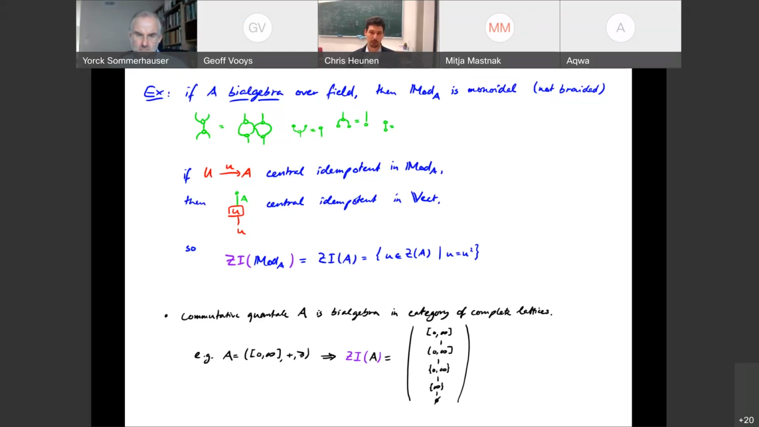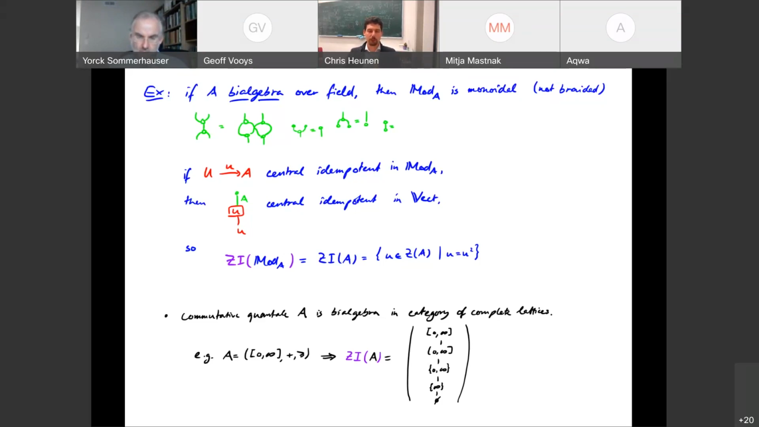I can look at modules for that bialgebra within the category of vector spaces, that will form a new category, modules over A. That thing is monoidal. In general, it's not braided, but it will be monoidal. So you can ask, what are the central idempotents in this category?